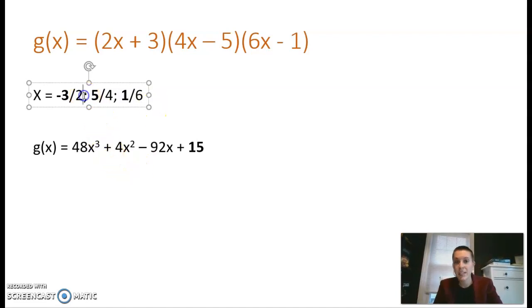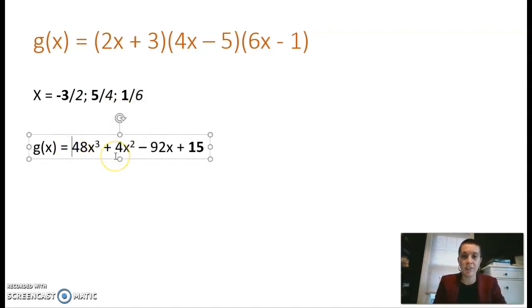And the denominators of all 3 of these guys, 2, 4, and 6, are all factors of this guy here, 48. So what have we learned, right?